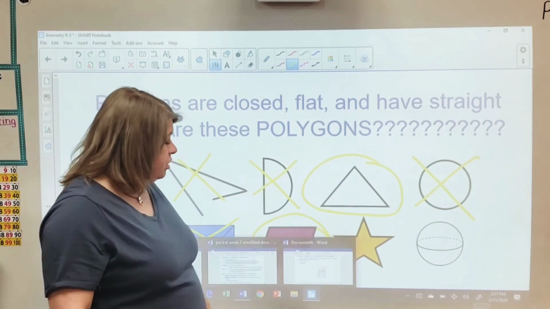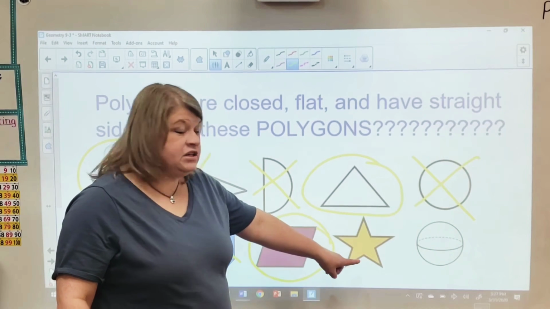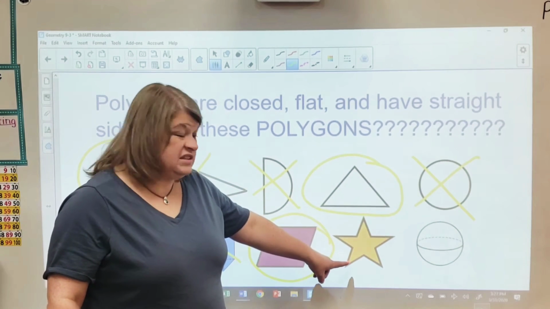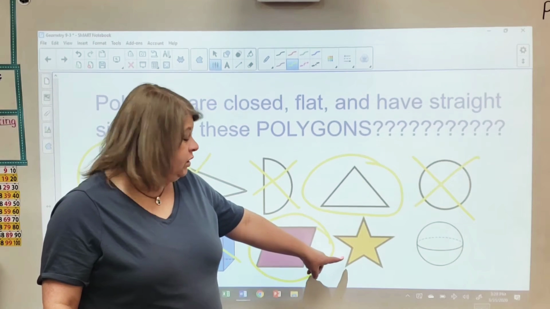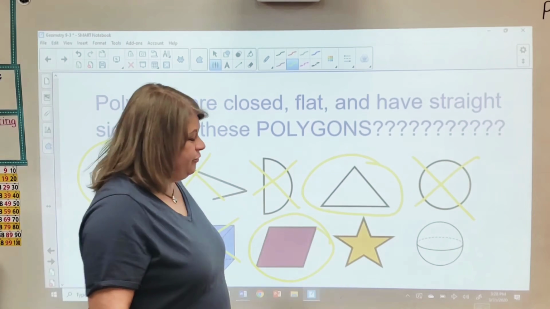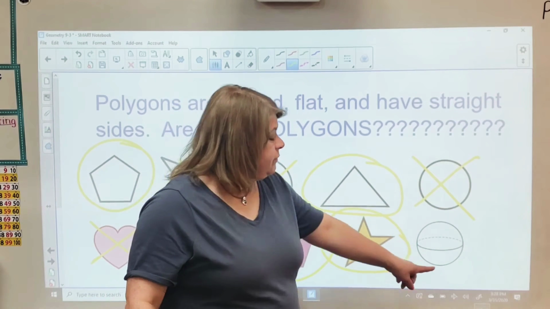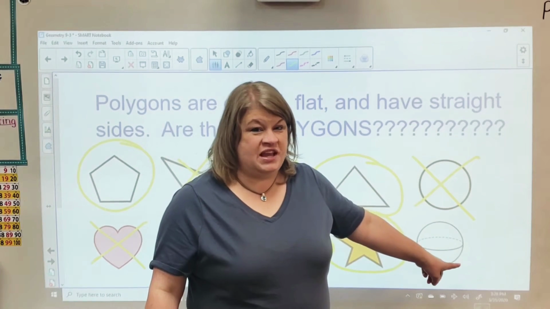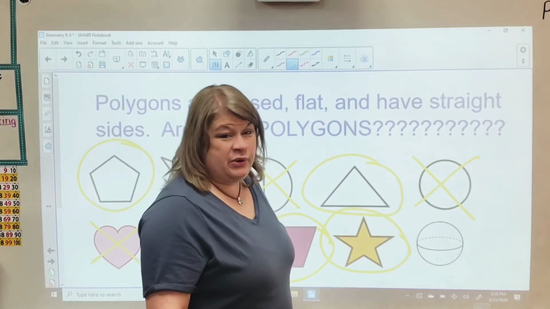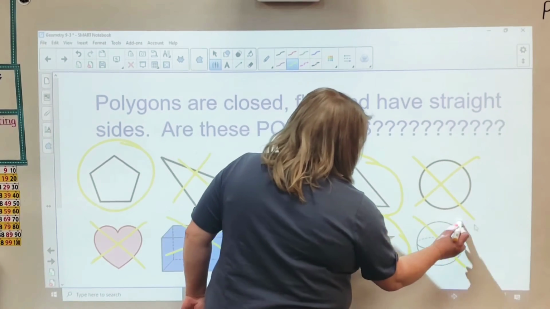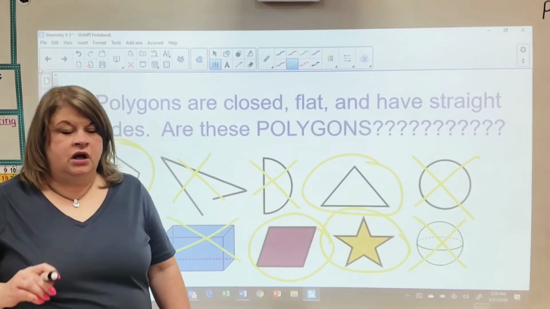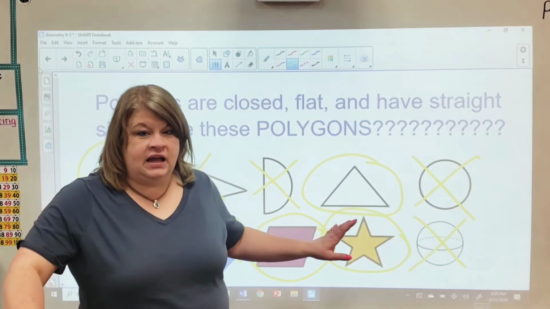Ooh, our star. Is it closed? Is it flat, like on paper? Does it have straight sides? You'll be happy to know the star is a polygon. What do you think about this one? Did you say no right away? It's a 3D shape, so it cannot be a polygon. Okay, so we've learned about some polygons.